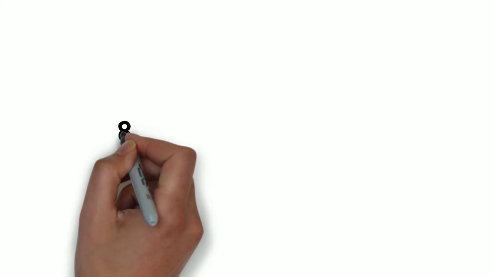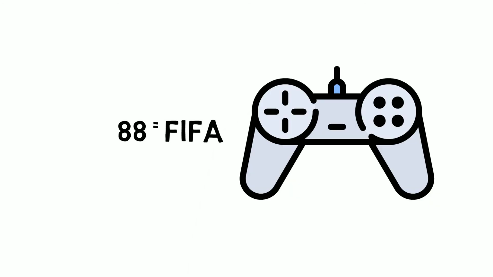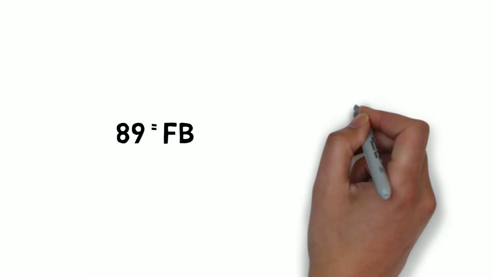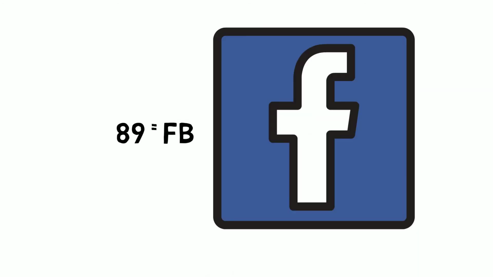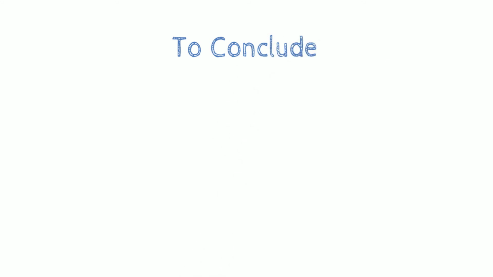With 88, I use the word FIFA. I visualize the football organization, or often the video game. And finally, for 89, I often use the word FB, which is the acronym for Facebook, to represent it. I imagine myself using the social media platform. To conclude, that's how you come up with peg words for numbers 80 to 89.